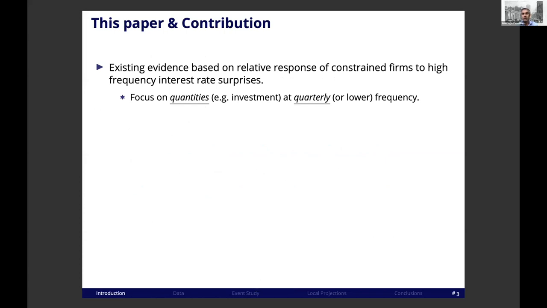So what do we do in the paper, and what's our contribution? Let me start by reminding you of what existing studies that try to answer similar questions do. These studies typically look at the relative response of constrained firms to high-frequency interest rate surprises. The focus of these papers, in most cases, is on quantities, such as investment, output, employment, and so on, at quarterly or even lower frequency, which is typically the highest frequency that is available for such firm-level information.